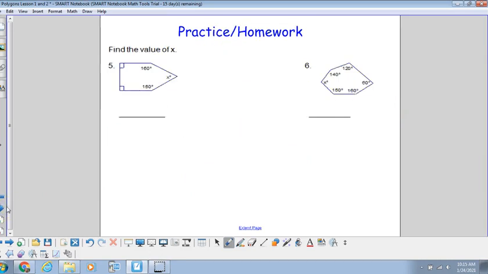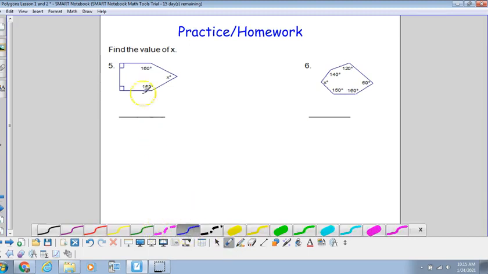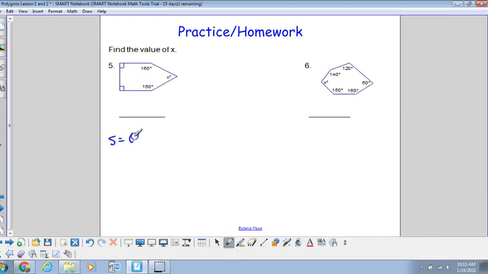Okay, for our next problems, find the value of x. We are looking at interior angles here. So first we want to find the sum, what all of the angles added up should be, and then we want to set up an equation so that we can solve for x. In this first one, it has 1, 2, 3, 4, 5 sides. So our sum is going to be 5 minus 2 times 180. That sum is 540. So all the angles in this figure add up to 540.